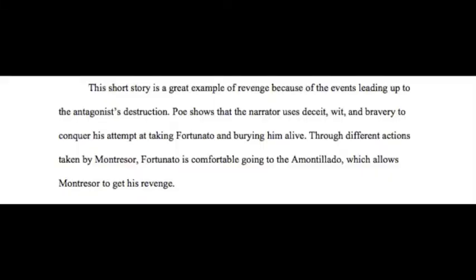Here's my conclusion paragraph for the short story essay I wrote. This short story is a great example of revenge because of the events leading up to the antagonist's destruction. Poe shows that the narrator uses deceit, wit, and bravery to conquer his attempt at taking Fortunato and burying him alive. Through different actions taken by Montresor, Fortunato is comfortable going to the Amontillado, which allows Montresor to get his revenge.